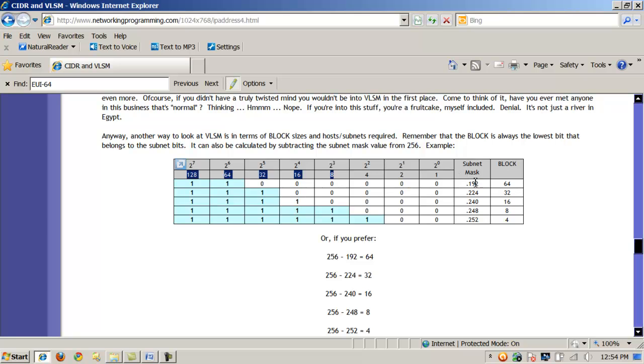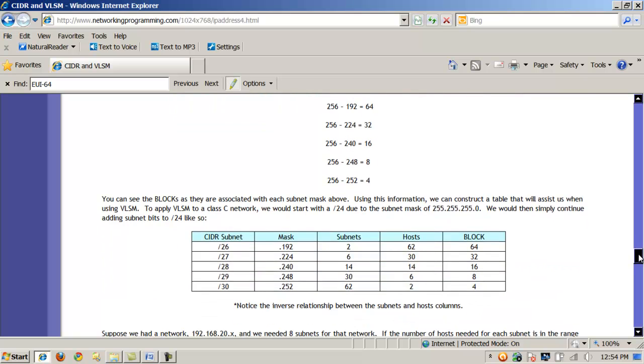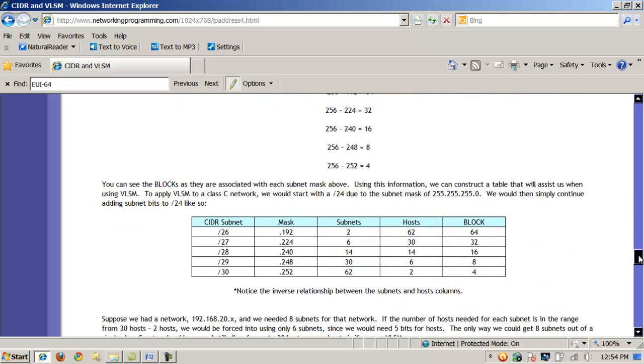That also gives me the block, because I can simply subtract the mask from 256 to get the block, or take a look at your byte table. It's the lowest bit being used for subnetting, so in this case 64. Lowest bit being used for subnetting, in this case 32. Then 16, 8, 4, and so on. So if I know that, I can use that information to generate a table.